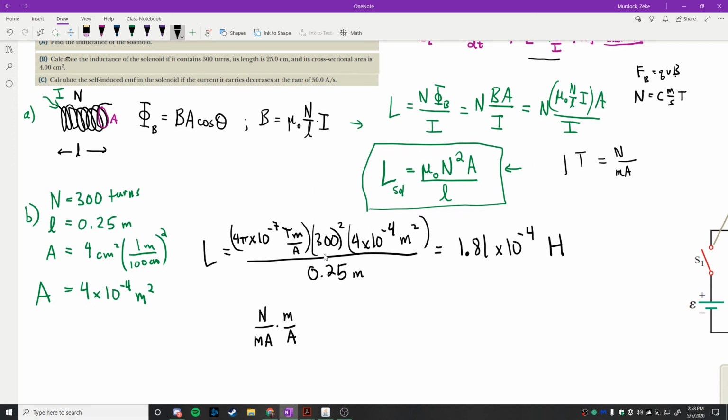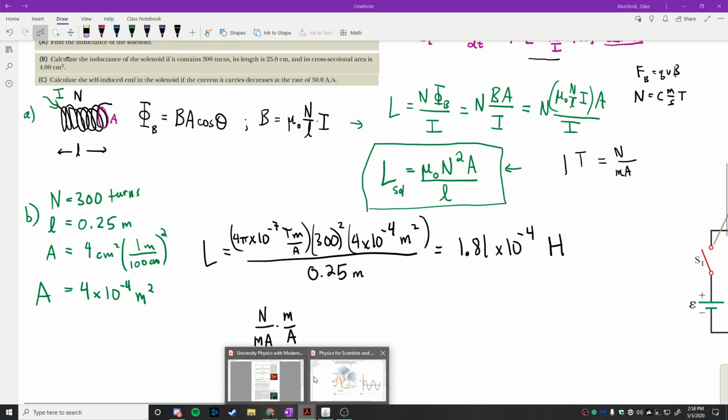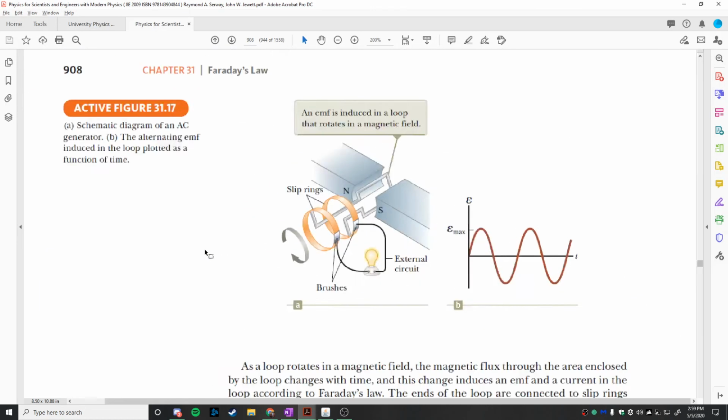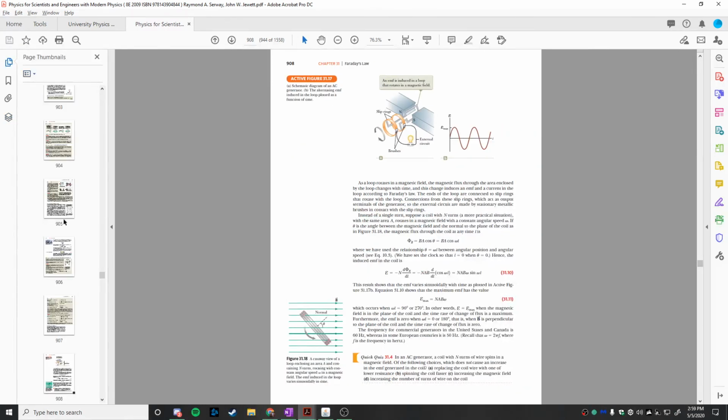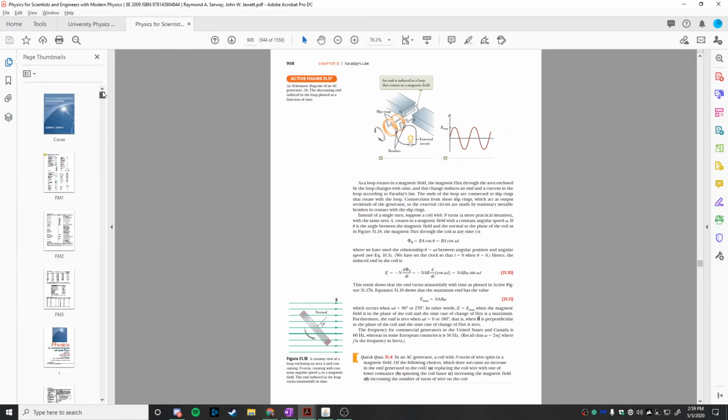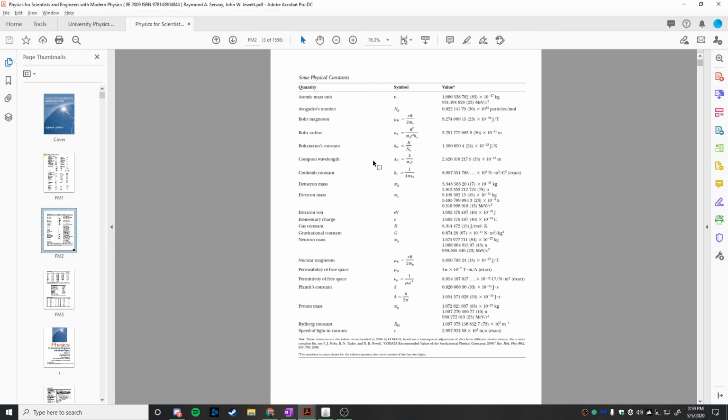I'm tempted to look this up on the internet real quick, because I don't have my textbook in front of me right now. Or I could look in the textbook, which is right here. Where's the table of contents? Where's mu naught? Here we go. Tesla times meter divided by amp. There we go. That's correct.